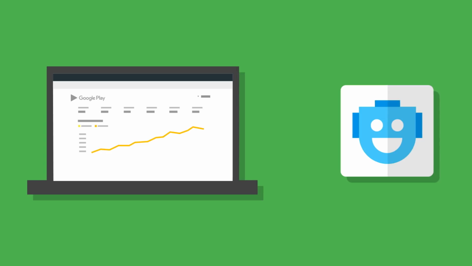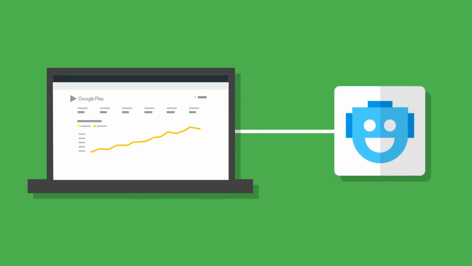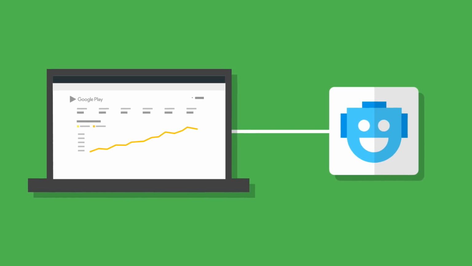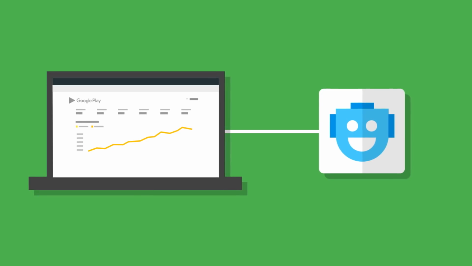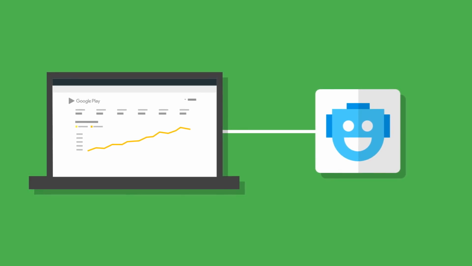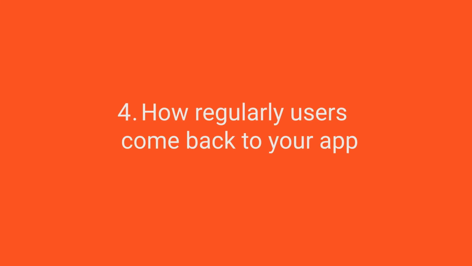The metrics we've talked about so far are all available in the Developer Console. By implementing Google Analytics in your app and linking it to the Developer Console, you'll unlock a huge amount of valuable data you can analyze and use to discover useful information, such as how regularly users come back to your app. User retention rates are a great indicator of how well your app will do long-term.